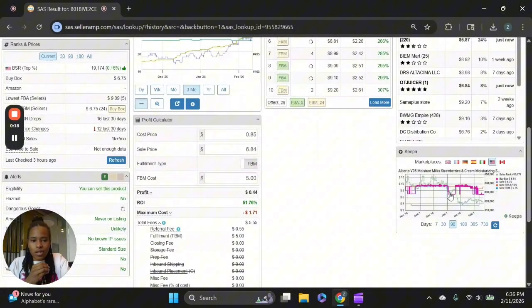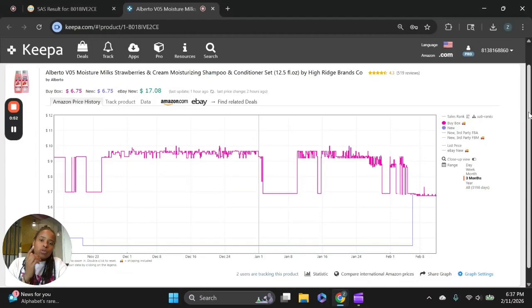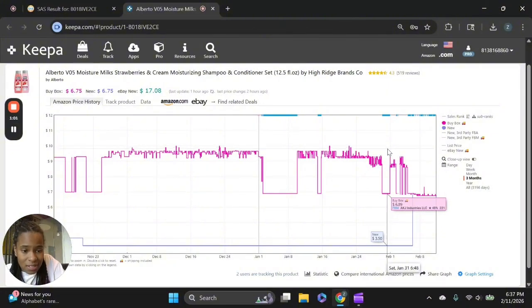Now, if we go down over here to Keepa. When we open up Keepa through SellerAmp, it's going to tell us who had the buy box, what time they had the buy box, what day they had the buy box, and the actual seller's name. And the buy box was at $6.89. AKJ had the buy box Saturday, January 31st. So this is going more in depth on who had the buy box and who the seller was.